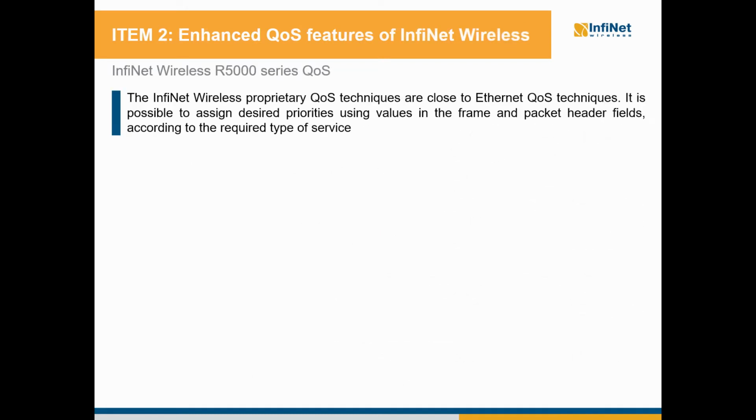Moving on to the QoS features offered by the Infinet Wireless devices. First of all, I want to mention that Infinet Wireless provides its customers with some of the most advanced QoS capabilities of all the broadband wireless solutions available today. The Infinet proprietary QoS techniques are close to the Ethernet QoS techniques. Using our units, it is possible to assign customized priorities using values in special frame and packet header fields according to the required type of service.